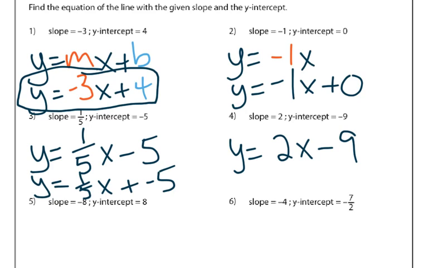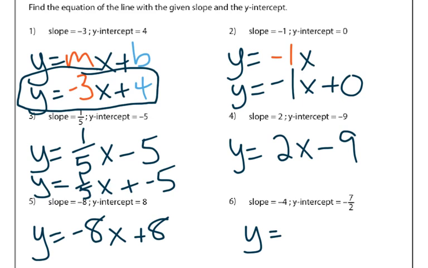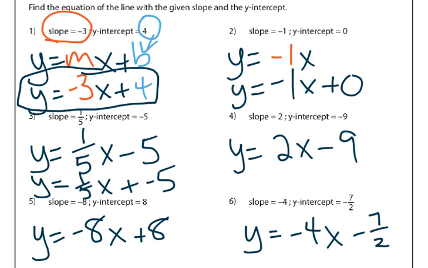Try 5 and 6 and see if you get them correct. Okay, for number 5, you should have got y equals -8x plus 8. And for number 6, you should have got y equals -4x minus 7/2. So hopefully this is making sense. What you're doing in every problem is taking the slope and plugging it in for m, and taking the y-intercept and plugging it in for b.